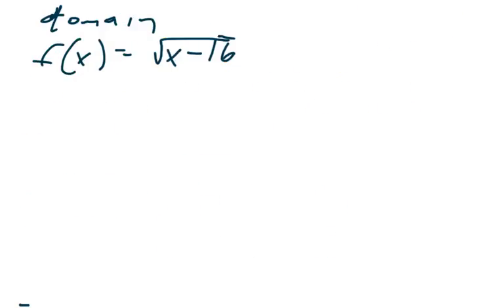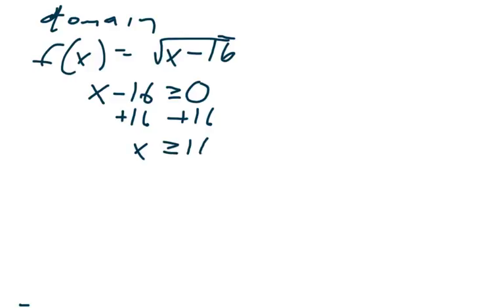In problem number 4a, we have the square root of x minus 16, and we're looking for the domain, and we know we can't take the square root of a negative number, so x minus 16 has to be greater than or equal to 0. I add 16 to both sides, and I got x is greater than or equal to 16.